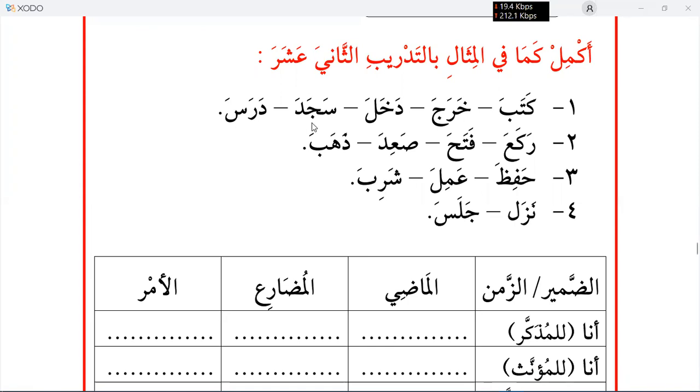Mr. Rizwana. Sajada. Assalamu alaikum. Wa alaikum assalam. He did the sajda or prostration. Okay. He prostrated. Muzari. Yasjudu, yasjudani, yasjuduna. Tasjudu, tasjudani, yasjudna. Tasjudu, tasjudani, tasjuduna, tasjudina, tasjudani, tasjudna. Asjudu. Nasjudu.